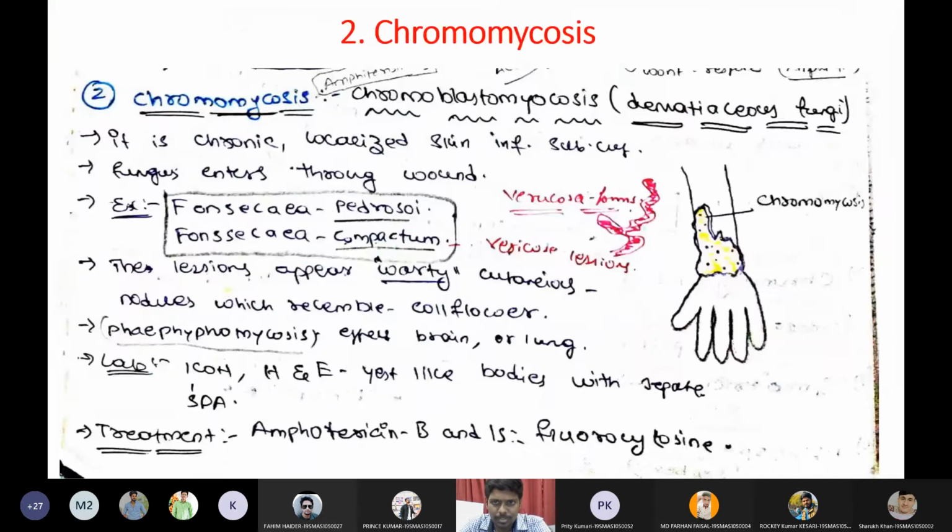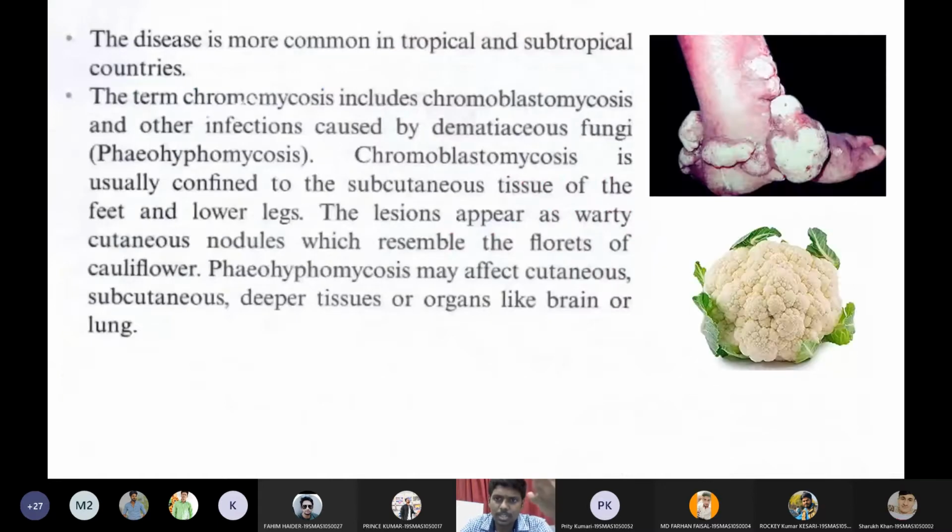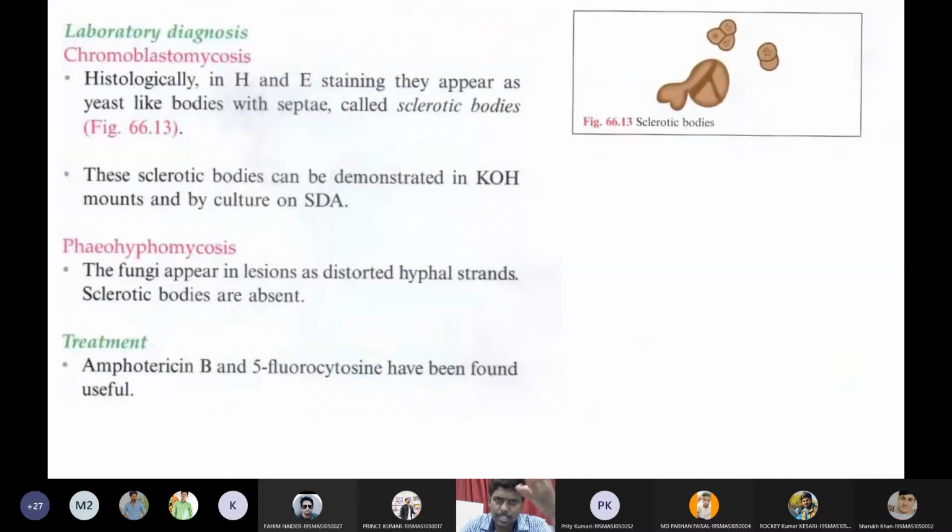So very simple, only 4 points. First one: chromomycosis is a chronic granulomatous subcutaneous tissue infection. Second one: it is caused by Fonsecaea pedrosoi and Fonsecaea compacta. Third one: it will cause cauliflower-like nodules on the surface of skin. Fourth one: presence of sclerotic bodies is a characteristic feature of chromomycosis. These sclerotic bodies can be identified by KOH, SDA, or by H&E staining.